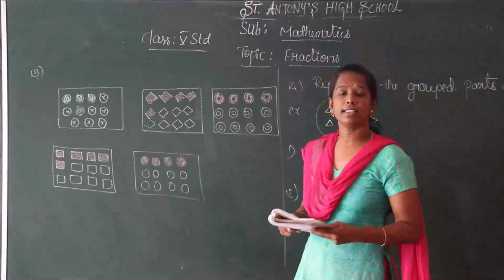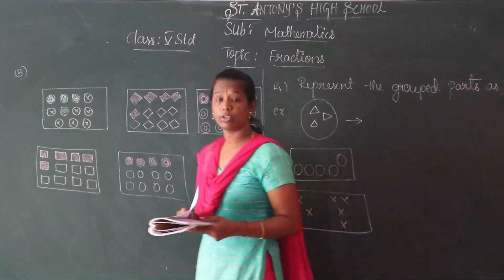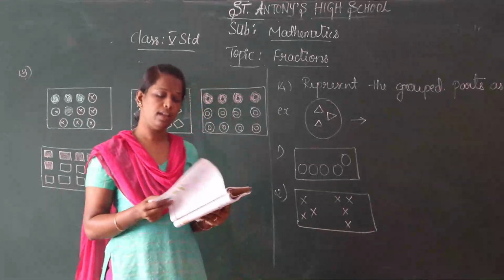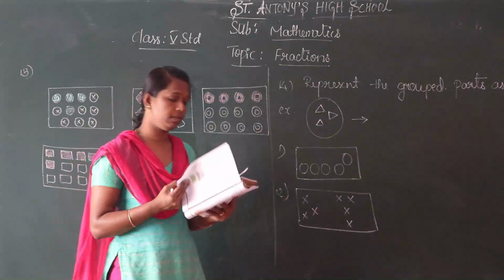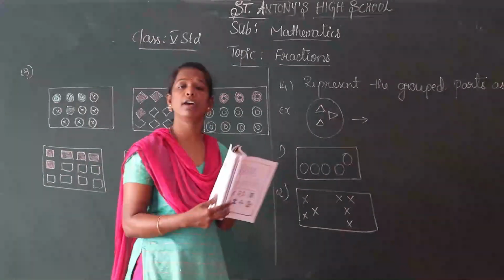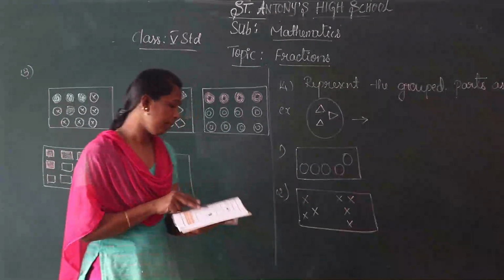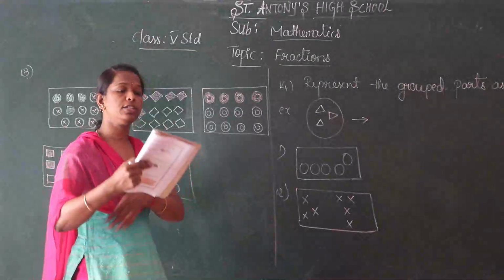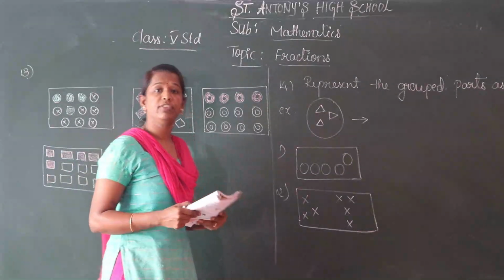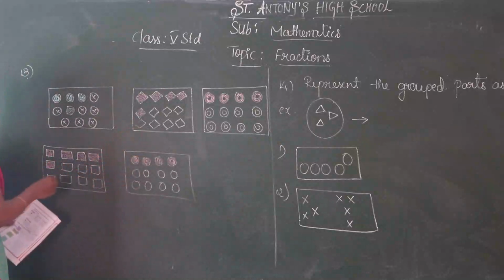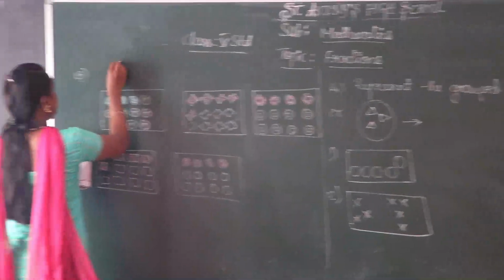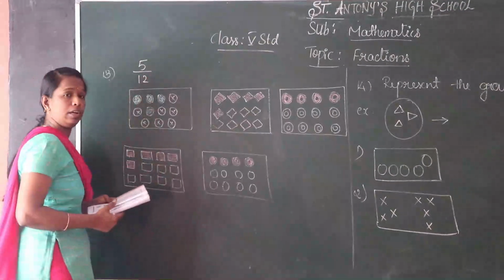Hi children, last class we discussed fractions. The remaining questions are the 13th and 14th. Some of these you have to fill in your textbook. The 13th question is: which of the following shaded figures represent 5 by 12? Here are some figures, and we have to find which represent 5 by 12.